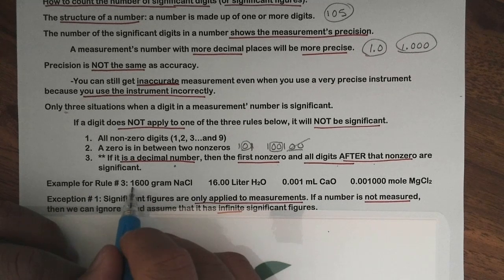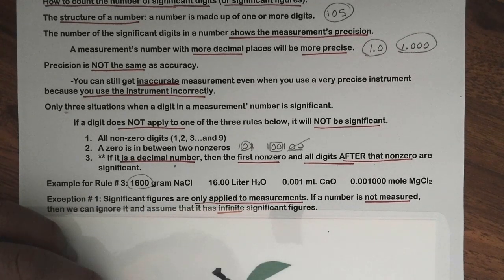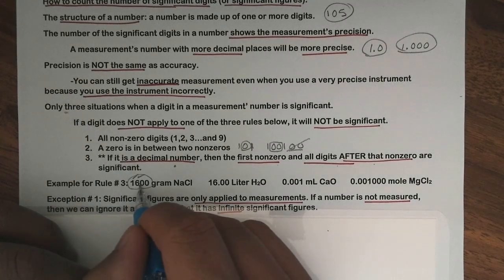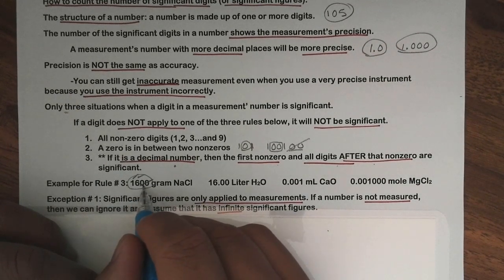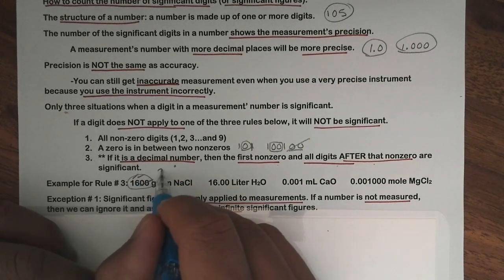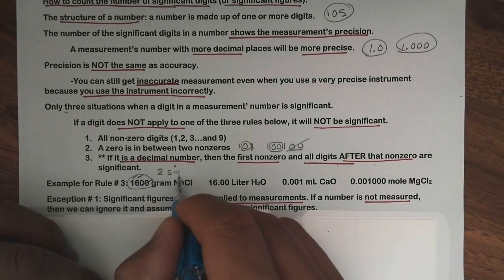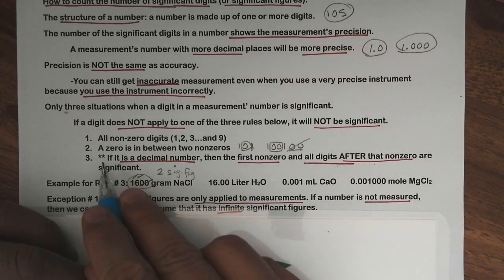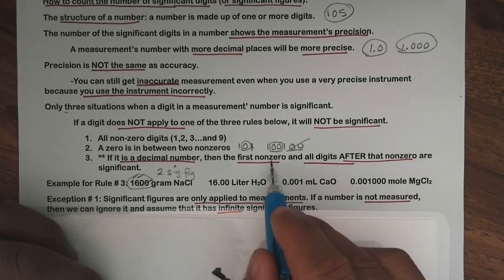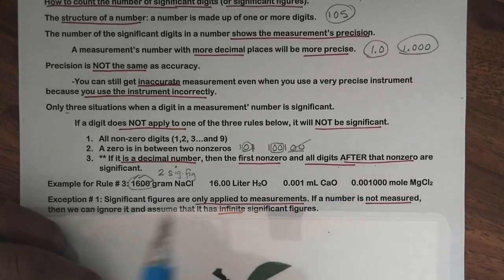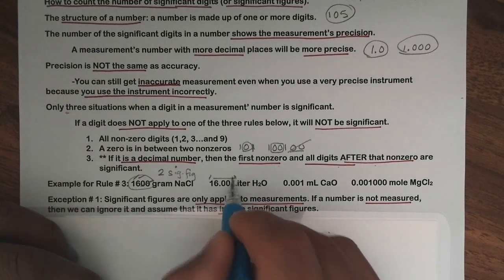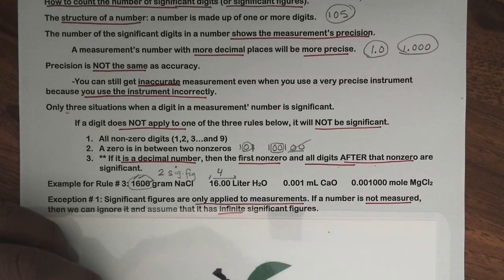First of all, this is not a decimal number, so we look at the other 2 rules. These 2 digits are significant, but these 2 zeros are not, because they are not in between 2 non-zeros. So in this case, we only have 2 sig fig. In this case, we have a decimal number, so we go back to rule number 3: the first non-zero and all the digits after it are significant. Here's my first non-zero, so all of them are significant: 1, 2, 3, 4. So we have 4 sig fig.